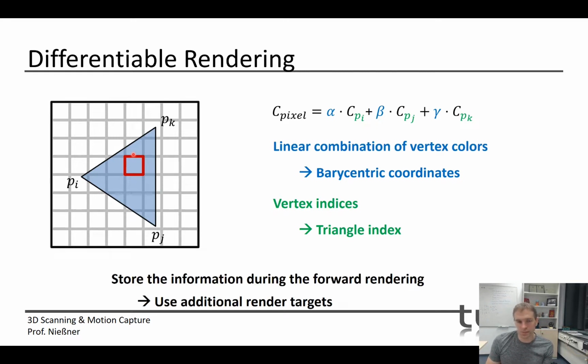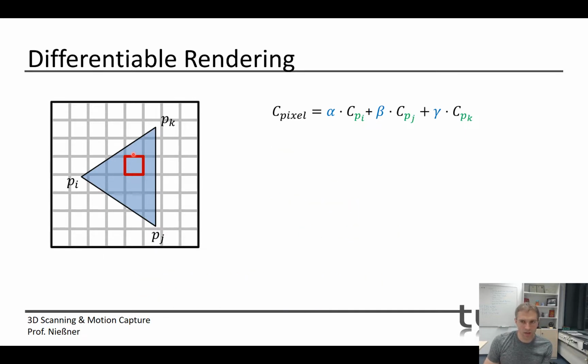And the way you do this in practice, you store this information during the forward rendering pass. In other words, you just render the 3D mesh. You store for every pixel which triangle this pixel belongs to, the triangle ID. You store the 3 vertex IDs, and you're storing the 3 barycentric coordinates. That's what you need to know.